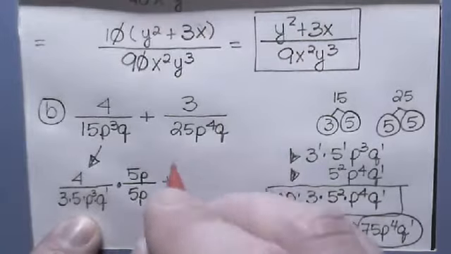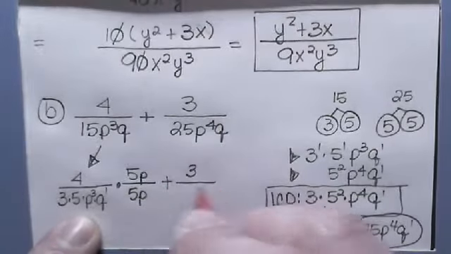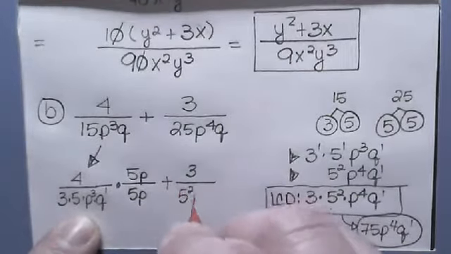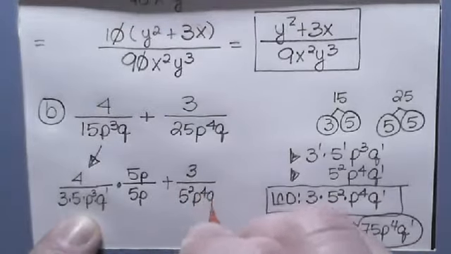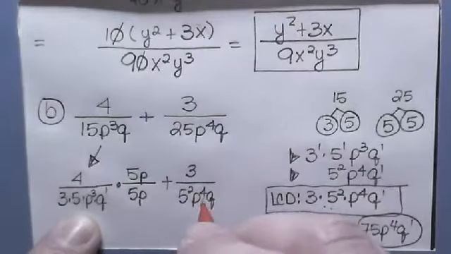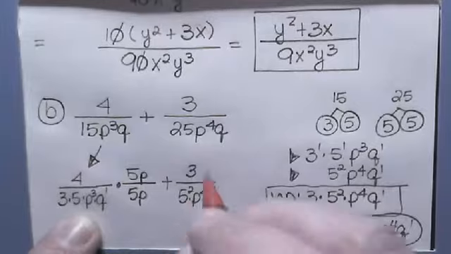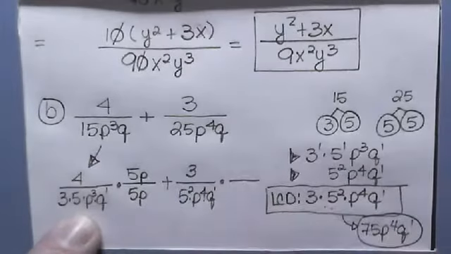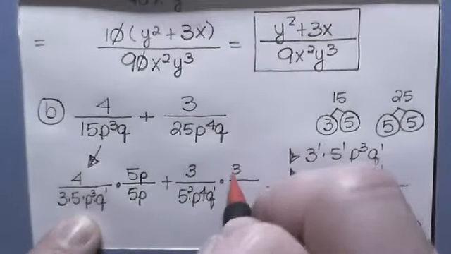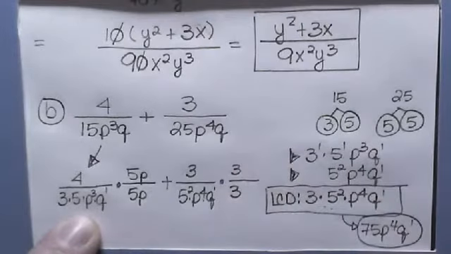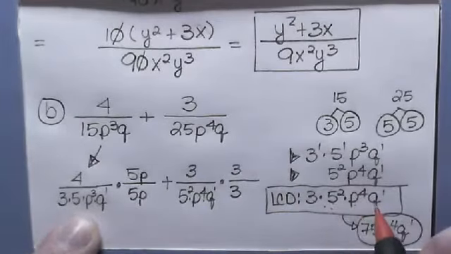Then I copy the second denominator in its factor form. So this would be 5 to the second, p to the fourth, q to the first. And then we check what we're missing. Well, we're missing a 3. We're okay with the 5s, we're okay with the p's, we're okay with the q's.